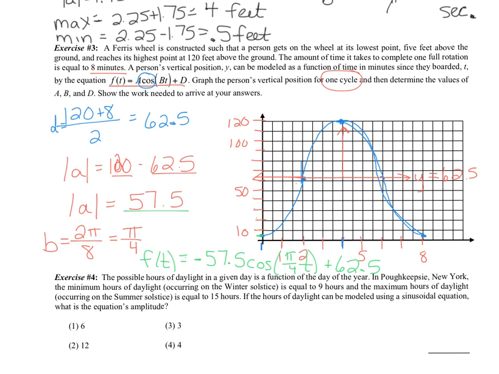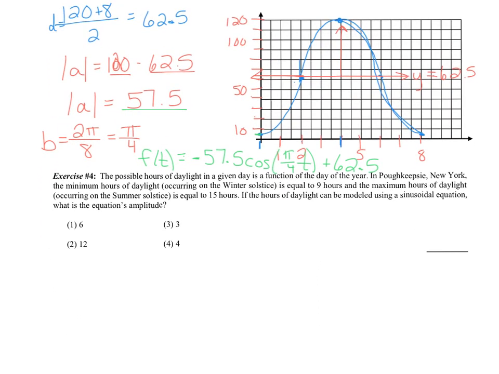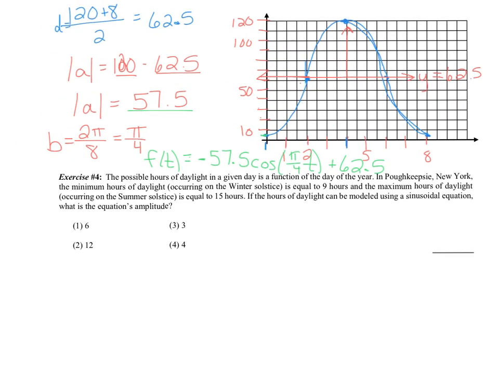So if you haven't already, pause the video and do exercise 4 and then come back. This question says the possible hours of daylight in a given day is a function of the day of the year. In Poughkeepsie, New York, the minimum hours of daylight occurring on the winter solstice is equal to 9 hours, and the maximum hours of daylight is equal to 15 hours.